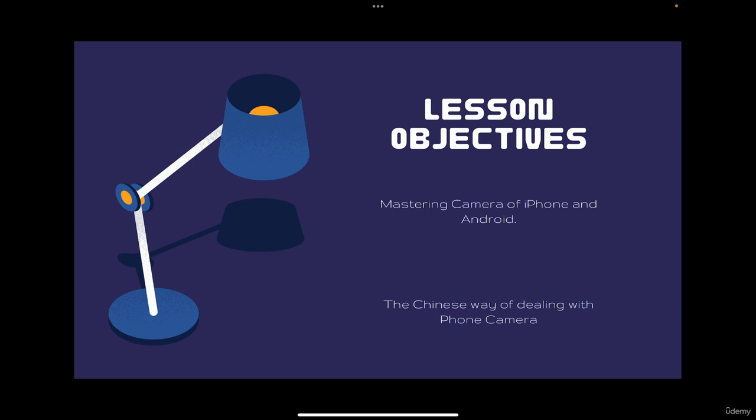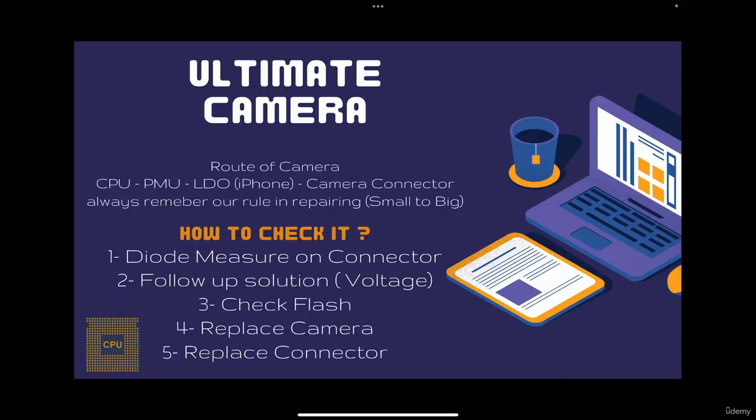The goal of this lesson is mastering the camera of iPhone and Android in the Chinese way of dealing with the phone camera. No worries at all. The ultimate camera. The route of the camera: CPU, PMU, LDO, camera connector. Always remember our rule in repairing: from small to big.